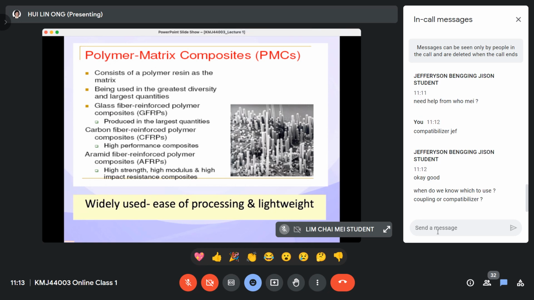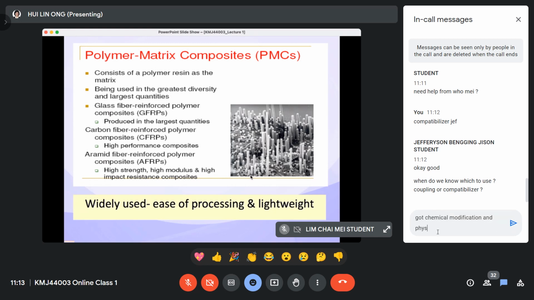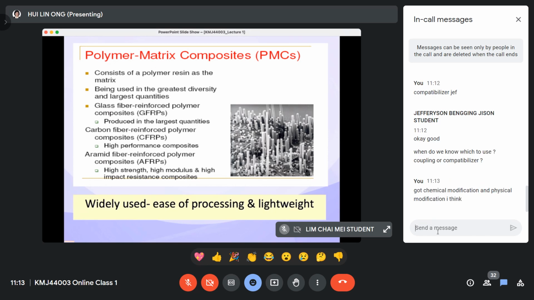Okay. Jeff asked, when do we know? Good question. When do we know we need to use a coupling agent or a compatibilizer? They are the bridge, right? For the coupling agent and compatibilizer, they have a similar characteristic, meaning that they have one end which connects to the organic, another end connects to the inorganic. Or one end is hydrophobic, another end is hydrophilic, like our soap, right?